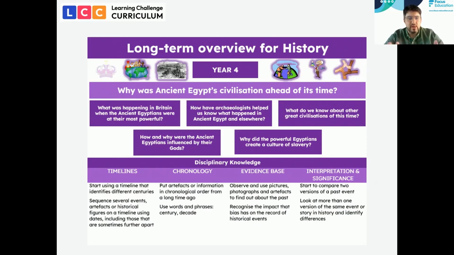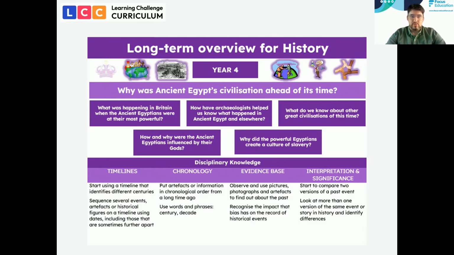Also, within that, every unit is led by an overarching inquiry question. So we've got, why was ancient Egypt civilization ahead of its time here? And that is then developed into your components with 4 or 5 sub-inquiry questions. And this is the same for history, geography, science, and our new DT units that we've developed recently too.